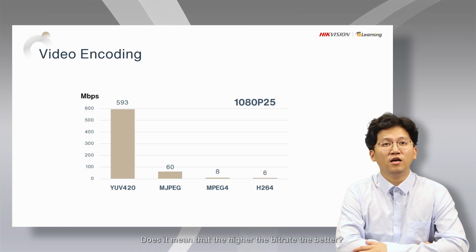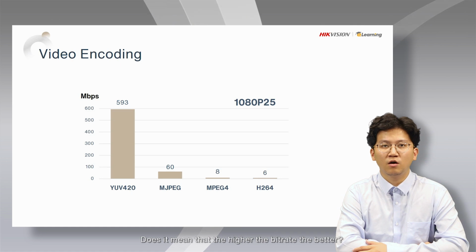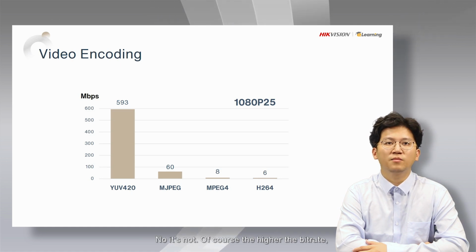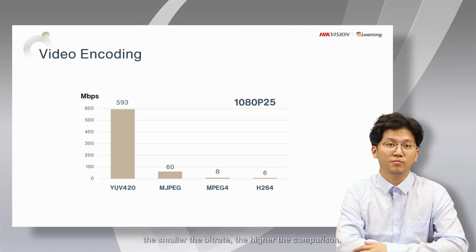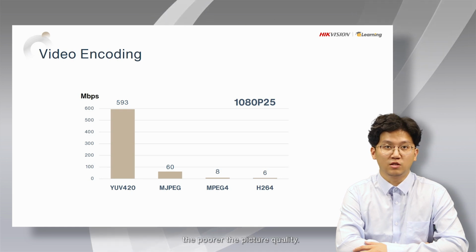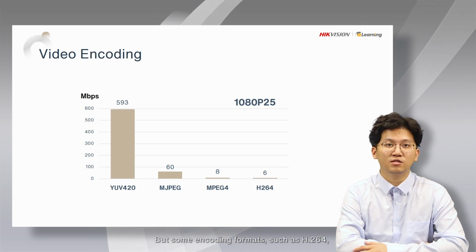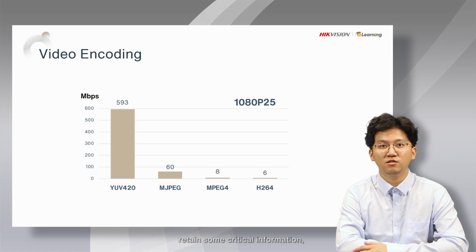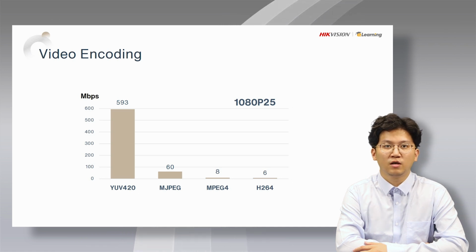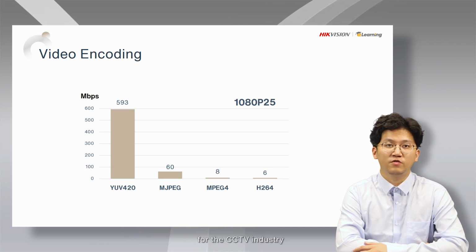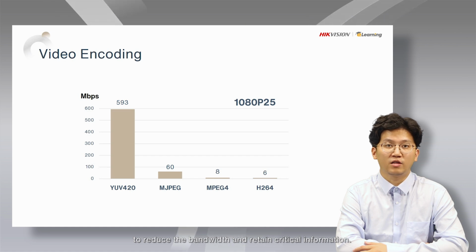Does it mean that the higher the bit rate, the better? Not exactly. Of course, the higher the bit rate, the better the audio and video quality. Generally, the smaller the bit rate, the higher the compression, and the poorer the picture quality. But some encoding formats such as H.264 retain critical information while delivering almost the same video quality at a reduced bit rate. It is also important for the CCTV industry to reduce bandwidth and retain critical information.